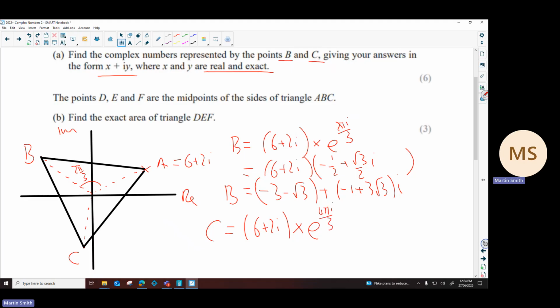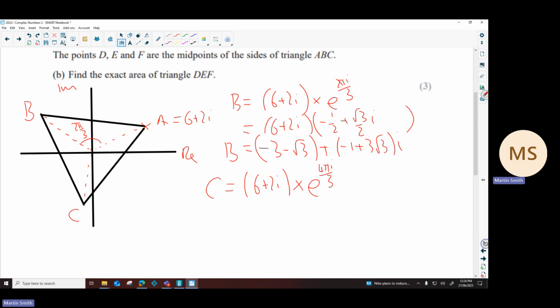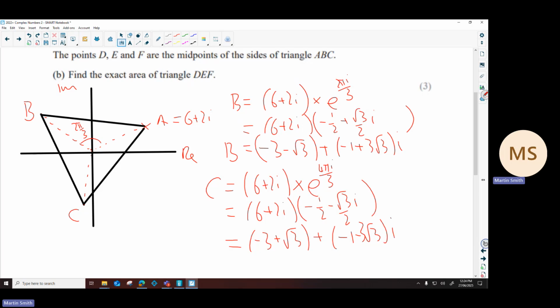Again, you can use your calculator to help you with this. This is the same as 6 plus 2i multiplied by this complex number, minus a half minus root 3 over 2 i. And if you do the maths, ladies and gentlemen, boys and girls, your calculator will expand this. You should get minus 3 plus root 3, add on minus 1 minus 3 root 3 lots of i.